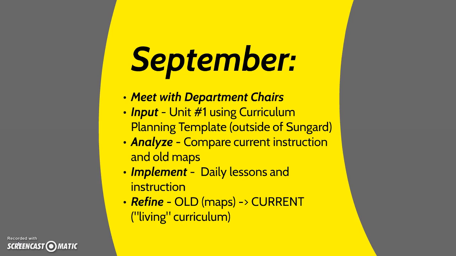We're going to ask all staff to begin inputting their Unit 1 information using a curriculum planning template, which will be outside of SunGuard for the first unit, module, story, whatever your work is in September. We want you to continue to analyze and compare your current instruction to any of the old maps you may have out of Insight, while at the same time implementing daily lessons and instruction. The goal is to take the old maps, if you have them, refine them, and create current living curriculum within your consensus map.